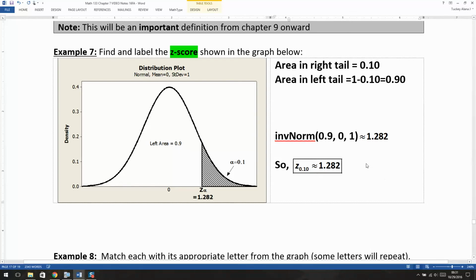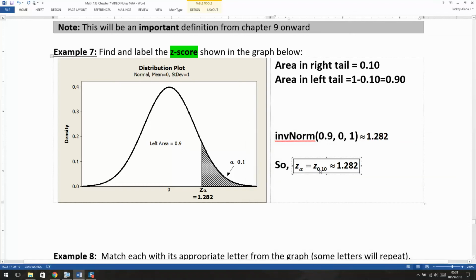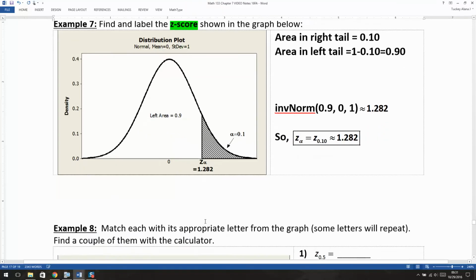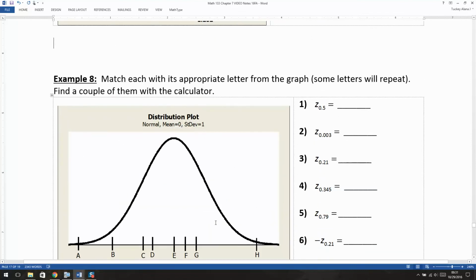So sometimes you'll see the letter alpha there, if we don't know what it is, or if it's just generic. And then for our particular case, I'm going to specialize it even more and say that it was z 0.10. When you see that number subscript, that is the area in the right tail. All right, let's see if we can understand that subscript a little bit better as we do this, because we're really going to need this in later chapters.